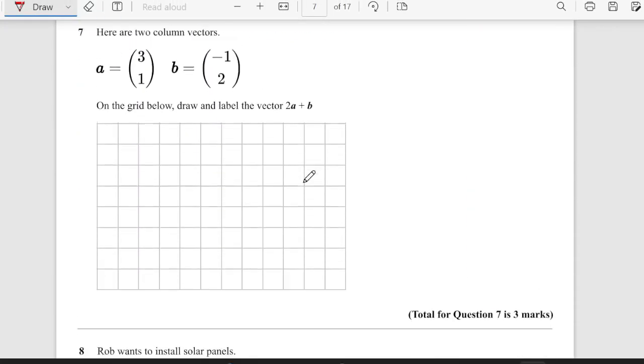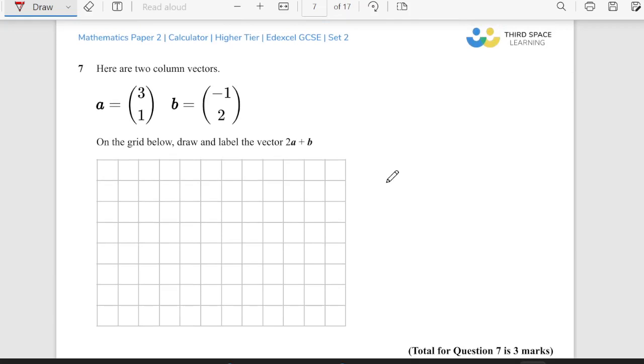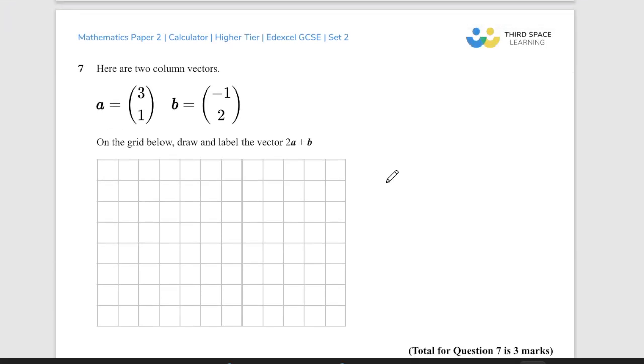Okay, here are 2 column vectors, A and B. On the grid below, draw the column vector of 2A plus B. So I will do this 2 ways. My first method is going to be by finding what the resultant would be. So 2 lots of A would be 6 and 2, plus B, which is minus 1, 2.